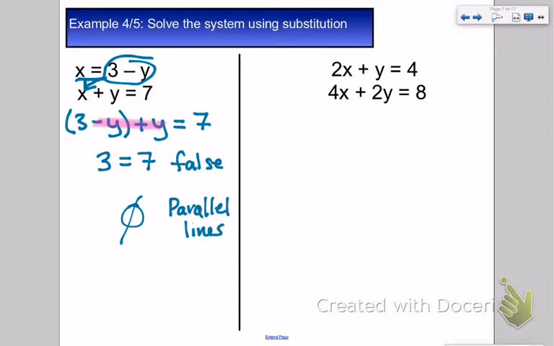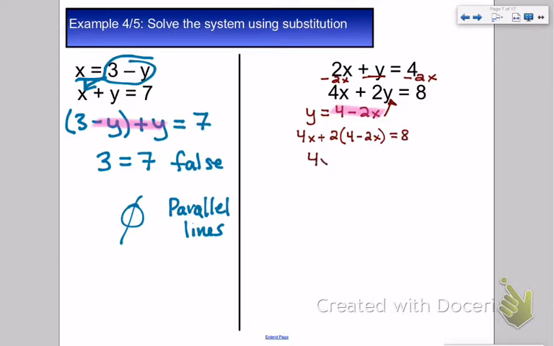In the next one, we do not have a variable by itself on one side, so we're going to have to do that. The top one has y with no coefficient, so I'm going to subtract 2x from both sides. That changes my equation to y is equal to 4 minus 2x. I'm going to take that and plug it in for y, because it is equal to y. I have 4x plus 2 times y, which is 4 minus 2x, and that is equal to 8.